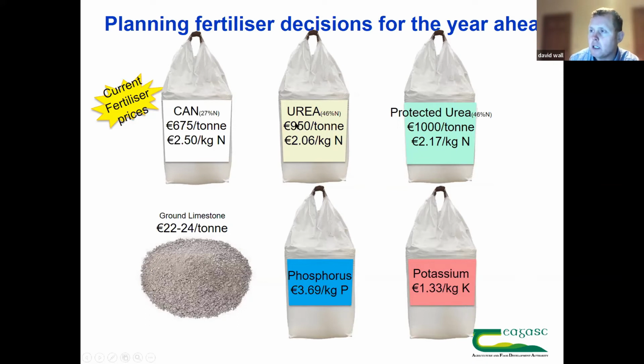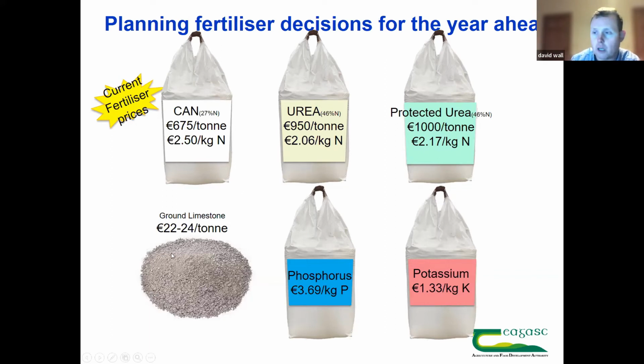For urea, currently somewhere between 950 and 1,000 euro per ton. That's coming in around 206 per kilo of N. So quite a bit cheaper there if you can get your hands on urea. I know it's scarce at the moment. And then finally, protected urea, being the new kid in town, is also fairly competitive at about 50 quid ahead of the urea price. It'll probably be scarce as well this year, but coming in around 217 euro per kilo of N.